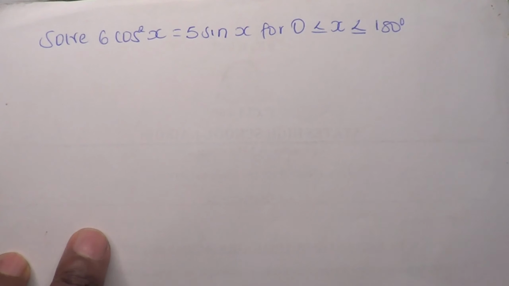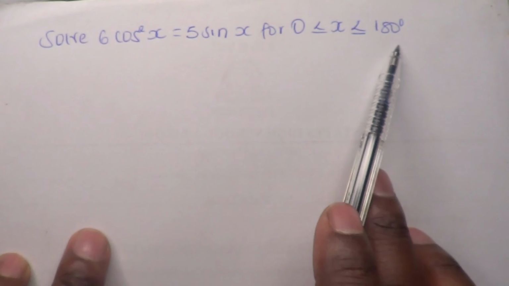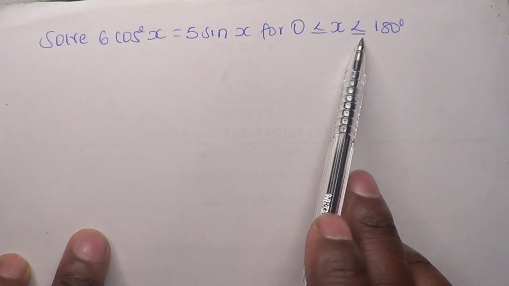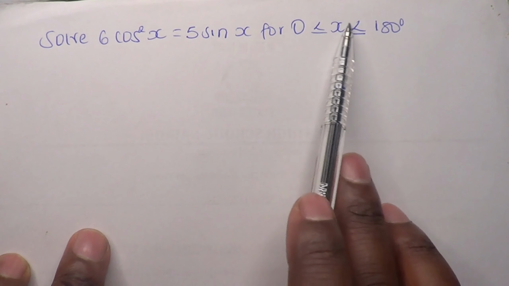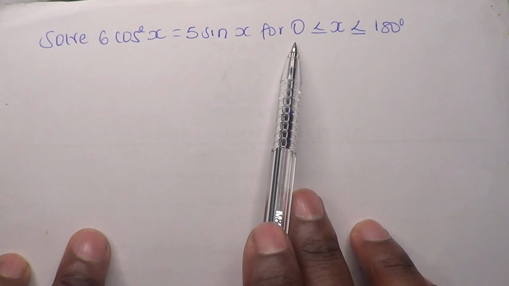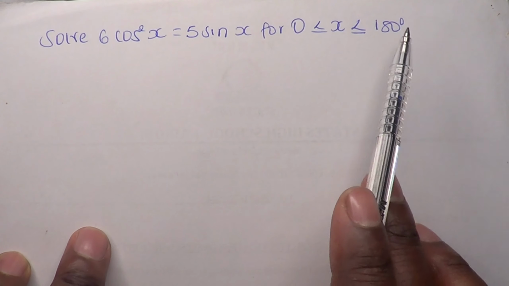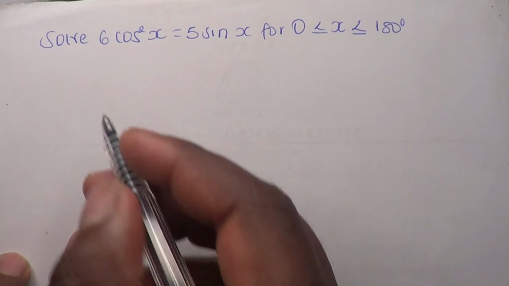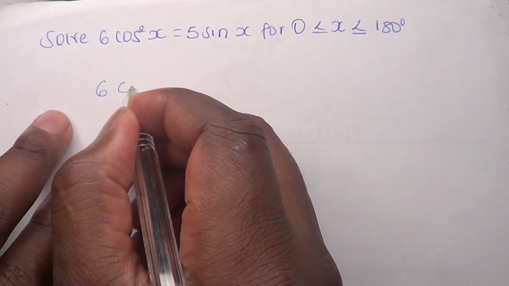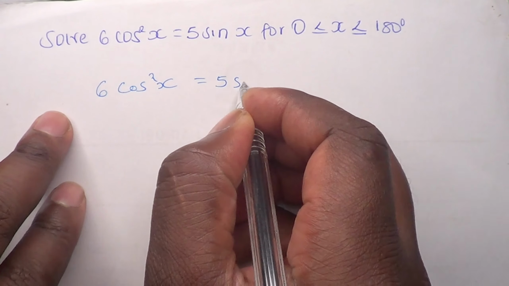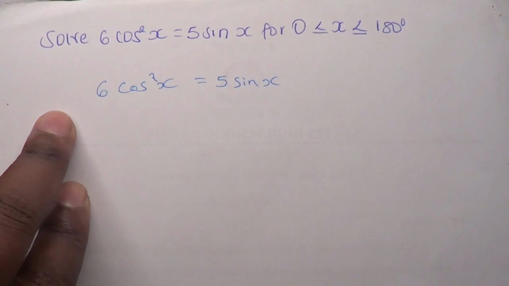So our range should be from 0 up to 180. 0 is less than x, and x is less than 180. So x here is greater than 0 and x is less than 180. So the range should be in between 0 and 180. So the first thing we do here is that we want to write 6cos²x equals 5 sin x.